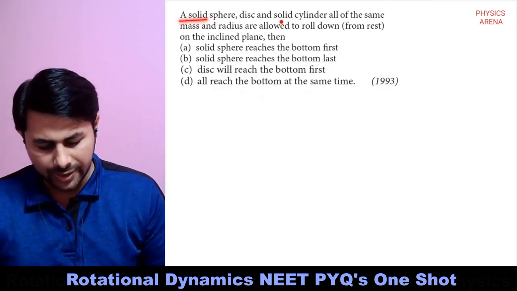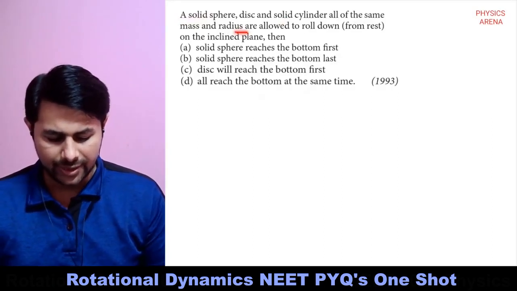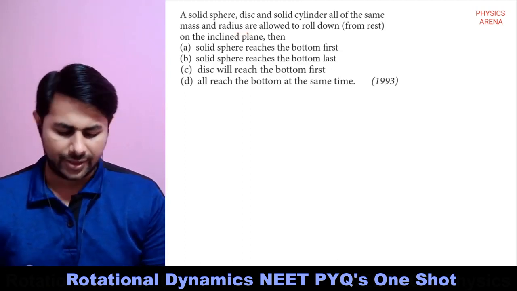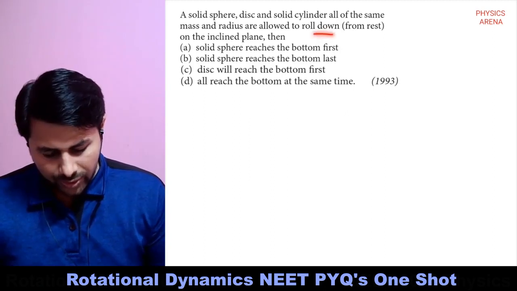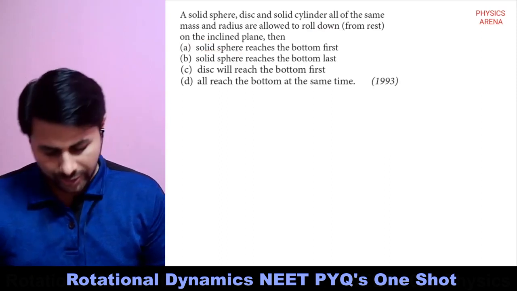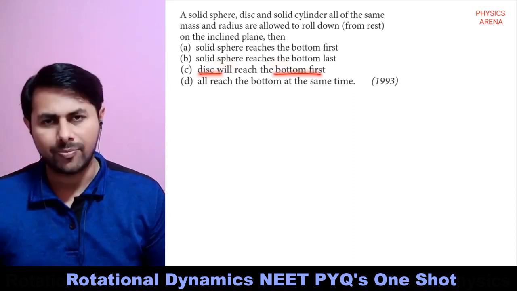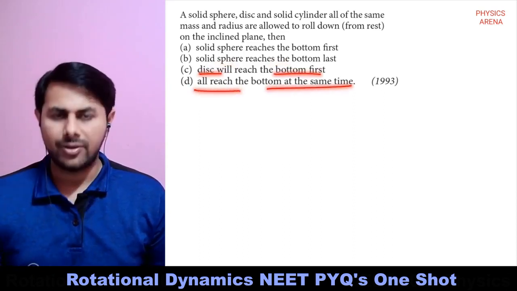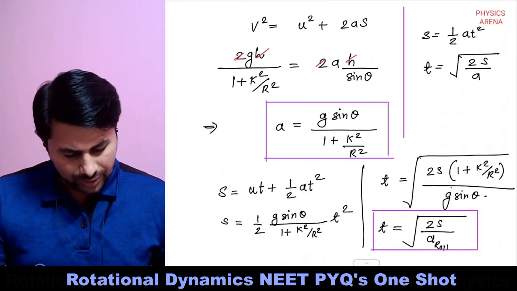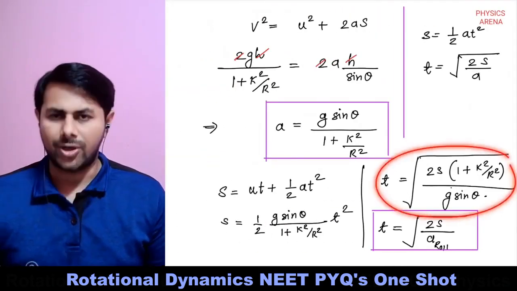A solid sphere, disk, and solid cylinder, all of the same mass and radius, are allowed to roll down from rest on the inclined plane. Then, which reaches the bottom first? Solid sphere reaches the bottom first, solid sphere reaches the bottom last, the disk will reach the bottom first, or all reach the bottom at the same time. This is the question. Okay, so now see the time taken by these bodies to reach the bottom.